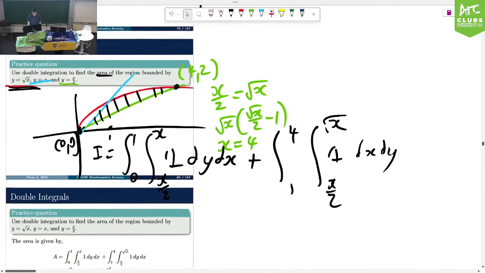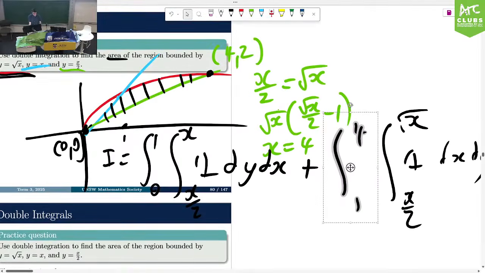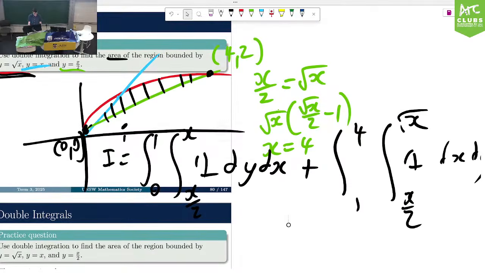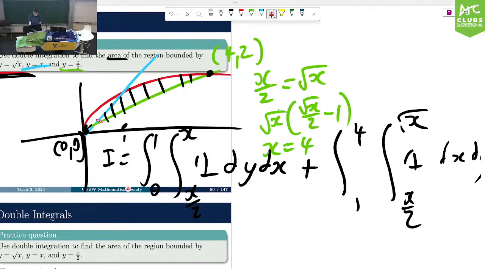So let's look at this one. In this case, we're looking at this part of the area, right? We notice that that area, in terms of its x, goes from 0 to 1. Depending on what x is, the y values are above this line and below this line. So we say the y values are bounded below by the green one, and above by the blue one.